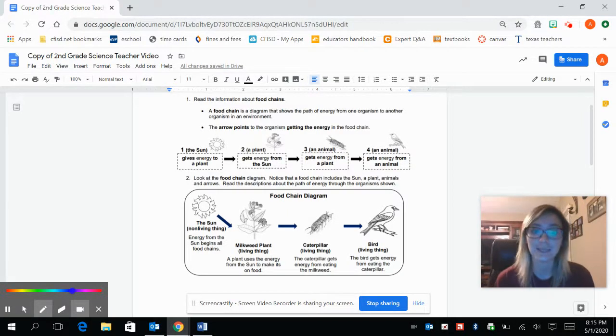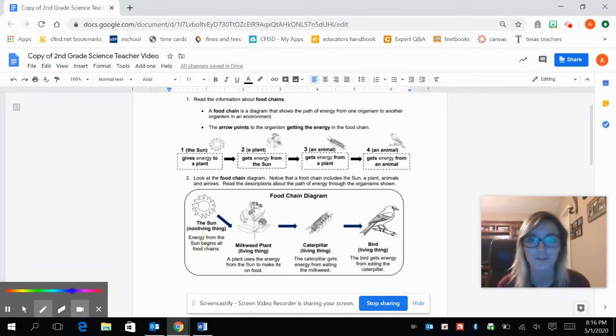So this week we're going to talk about food chains. Now, what is a food chain? Well, a food chain is a diagram that shows the path of energy from one organism to another organism inside of an environment. So let's think back to last week and we drew these beautiful pictures of environments.